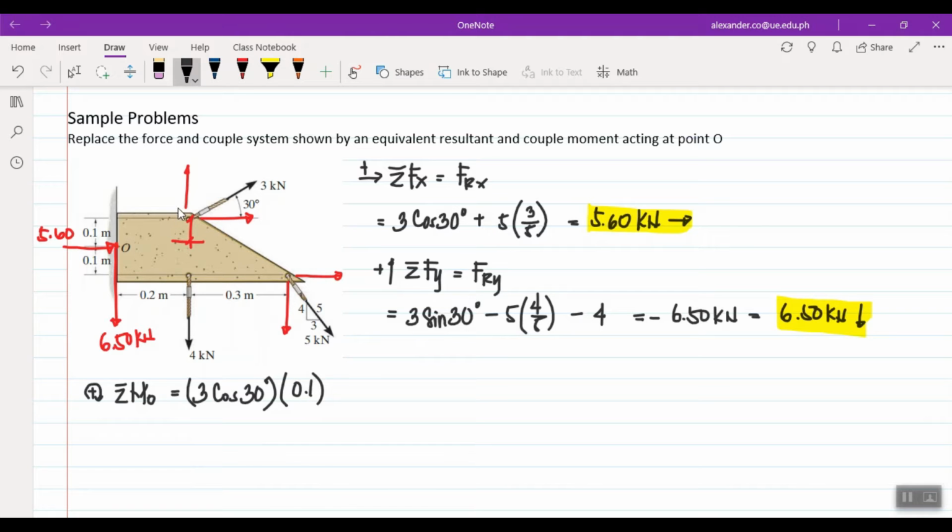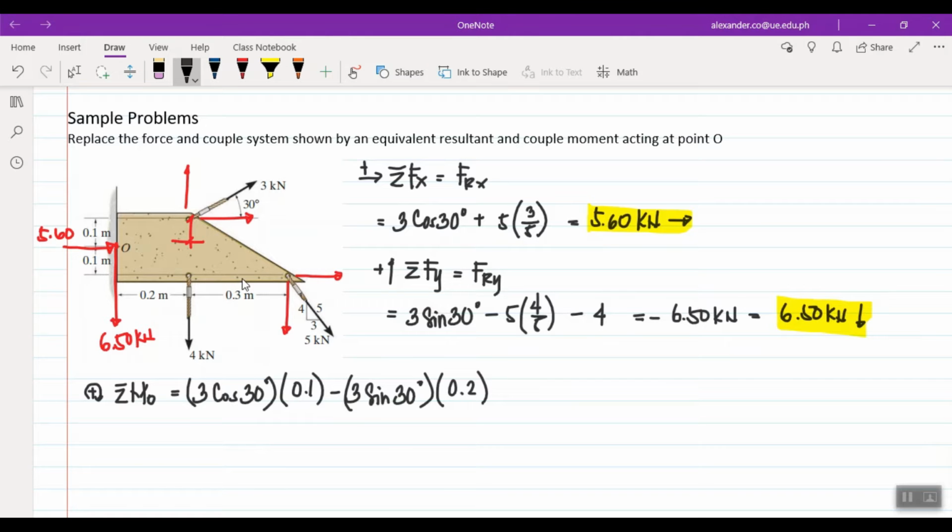Then, I'll stop. Next will be y. Ito naman. Iikot naman siya ng paganon sa O. Ano rotation niya? Counterclockwise. So, negative 3 sine 30 degrees. Negative kasi counterclockwise. And the distance is here. It's 0.2. Okay? Next, ito.